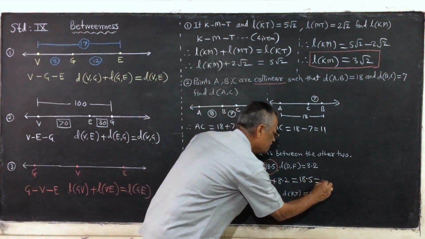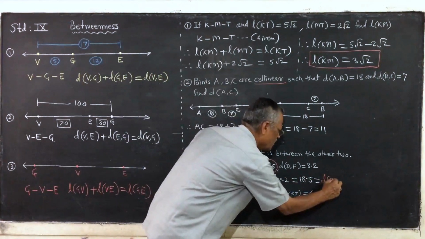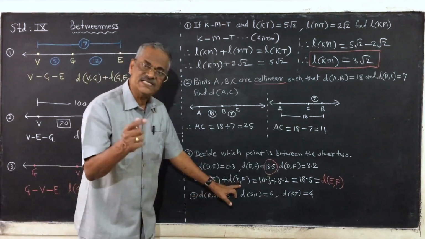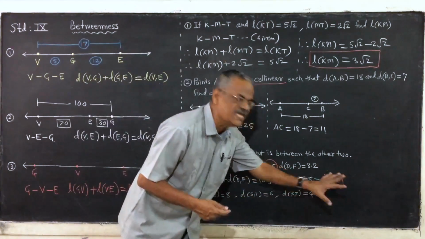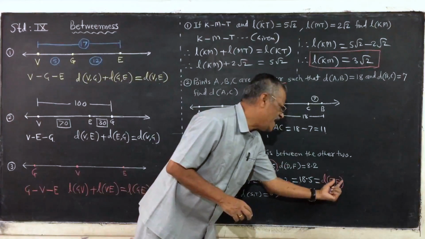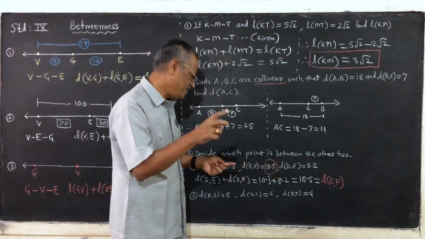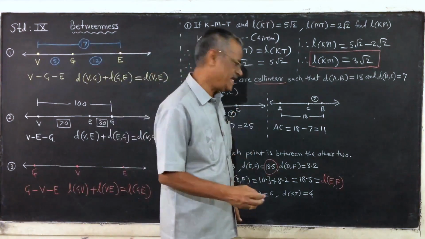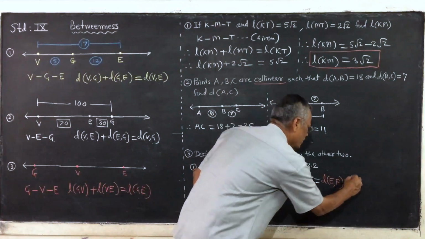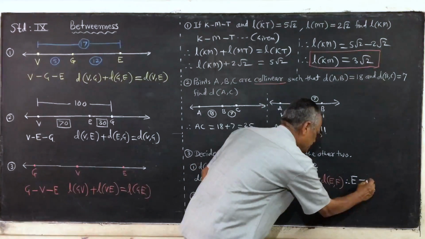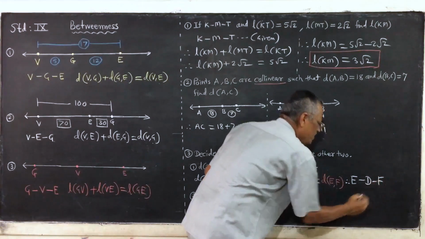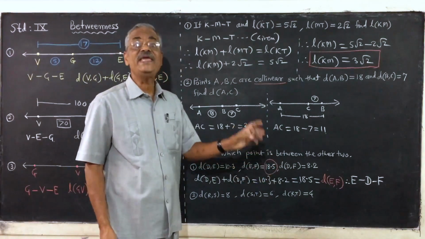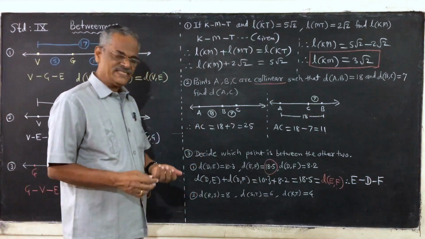So this is your observation. It is equal to EF. So we are getting distance DE plus distance DF is equal to distance EF. Definitely E and F, 2 points are there, and between them the remaining point D must be there. So what is the conclusion there? Therefore E, D, F are collinear. They are collinear. D is between E and F. That is our conclusion.